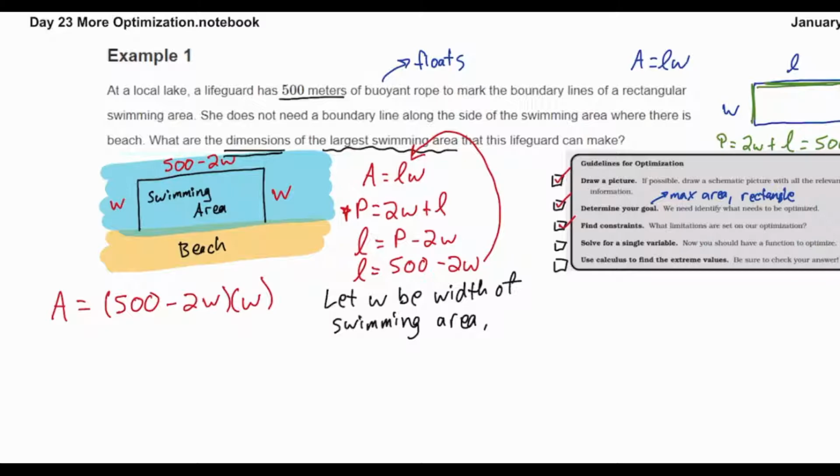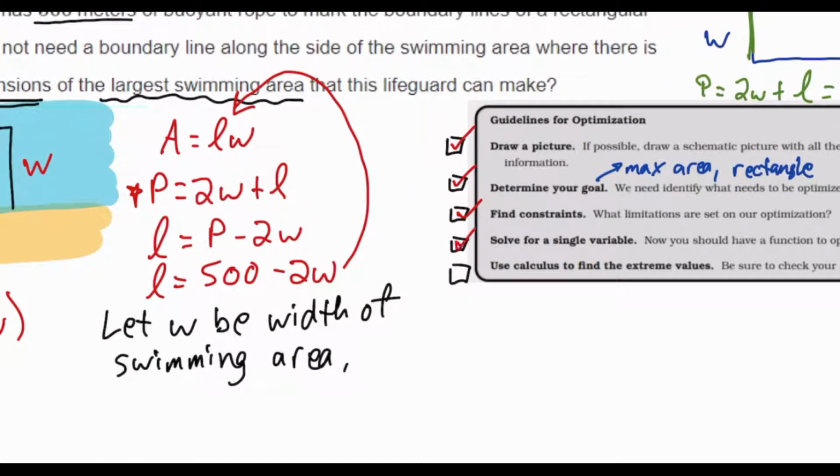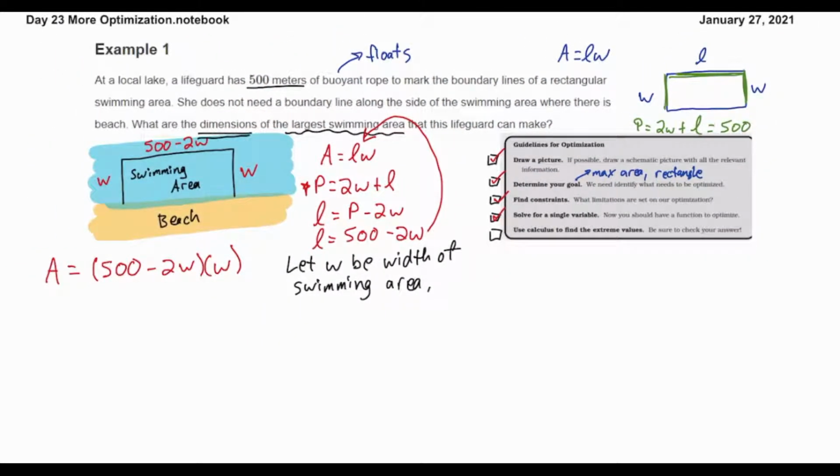So we've defined everything in terms of a single variable now. So we are finding and optimizing area as a function of width. Let's write out our equation once again, and then we're going to optimize. We're going to do so by finding the derivative and setting it equal to 0. So let's start with that.